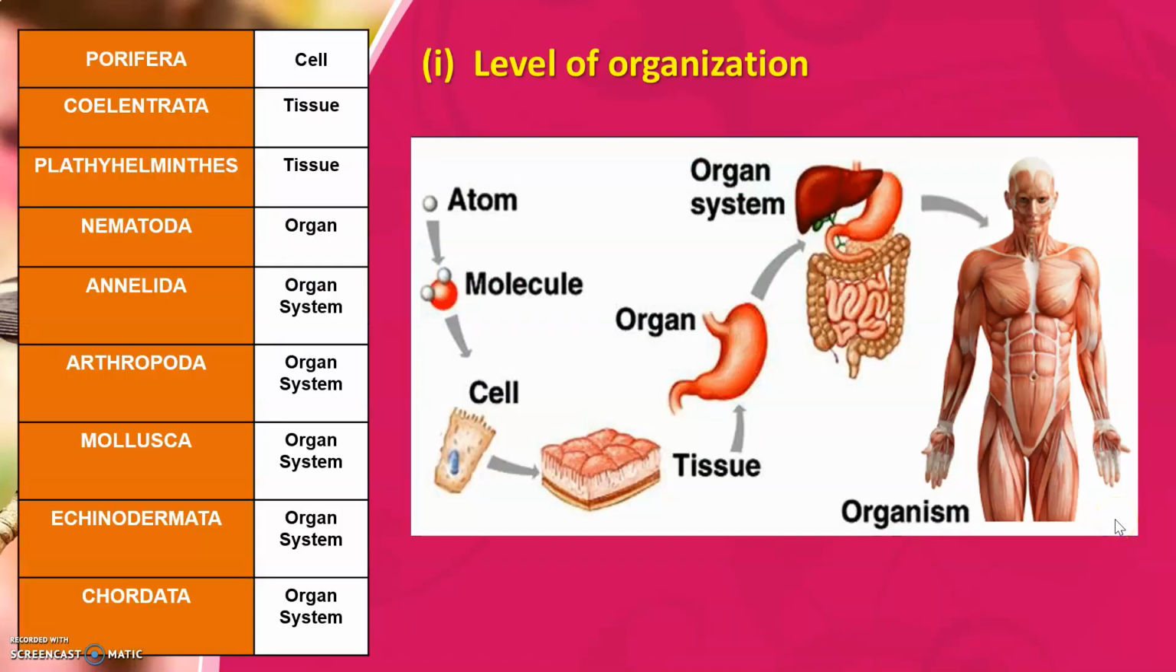Let's see how it is advanced. In terms of level of organization, you can see Porifera, they are only composed of different cells carrying out a lot of different function. When it comes to Cnidarian, they don't have organ, but they have different tissues which carry out specific function. Starting from Nematoda up until Chordata, they already have organ, and when they have few different organ that carries a specific function, it composes a system.